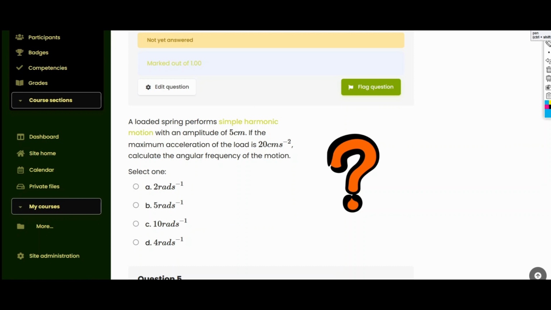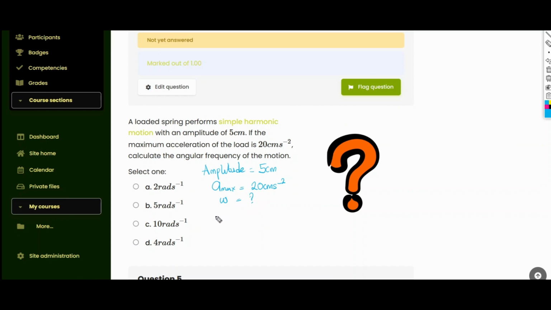So a loaded spring performs, so we need to find a relationship to this term. Like I said, in simple harmonic motion, we have a lot of relationships that we have to get acquainted with. So now we have amplitude. Amplitude is 5 centimeters. If the maximum acceleration of the load, so we have acceleration maximum, which is 20 centimeters per second square, and we are asked to calculate the angular frequency.